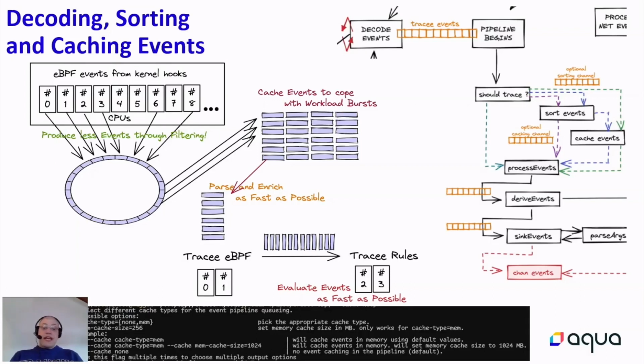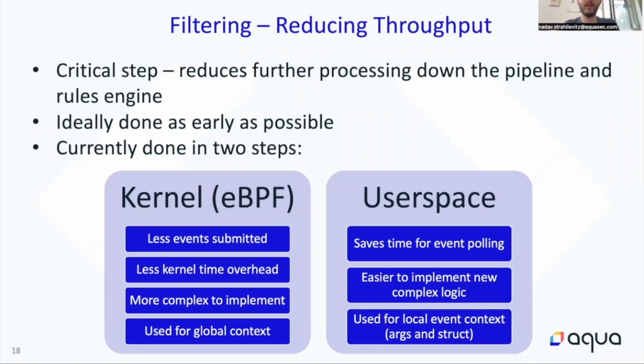So with that in mind, Nadav will be talking about how to reduce the throughput of events from the kernel to userland using filters. Now let's talk about filtering in the pipeline. Filtering is a critical part of Tracee for reducing event loss, and it's currently a domain where we are investing development time, as it can heavily reduce event loss.